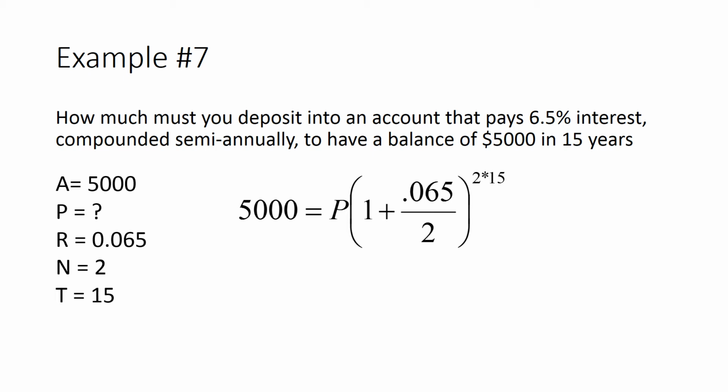Once again, I can calculate 1 plus 0.065 divided by 2 raised to the 30th power. I can calculate that on my calculator and I get a number. And then whatever number I get, I do 5,000 divided by that number to get 1915.44.